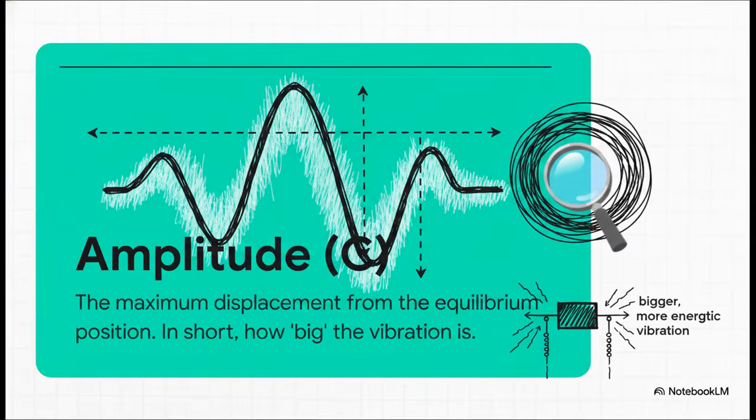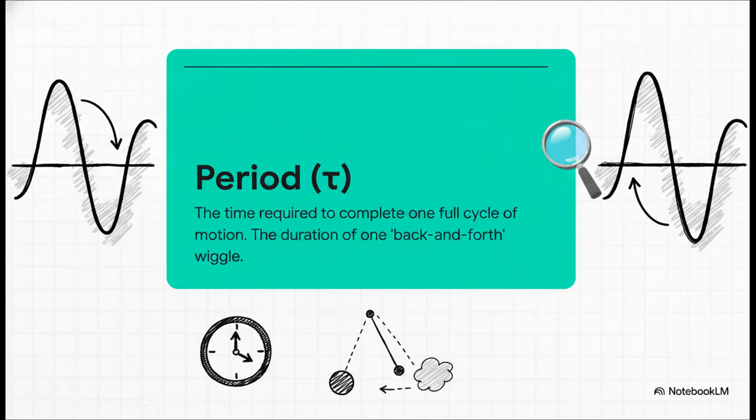First up is amplitude. This is really just the peak of the wave. It tells you how far the block is moving from its happy place in the center. A bigger amplitude just means a bigger, more energetic vibration. Simple as that. Next, we've got the period. This is all about time. It's how long it takes to complete one full cycle, from the middle to one side, all the way to the other side, and back to the middle again. It's just the duration of a single wiggle.